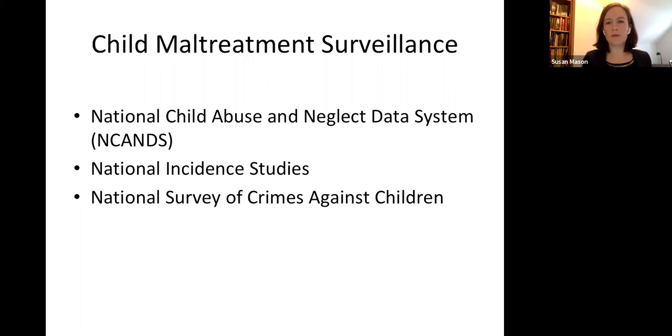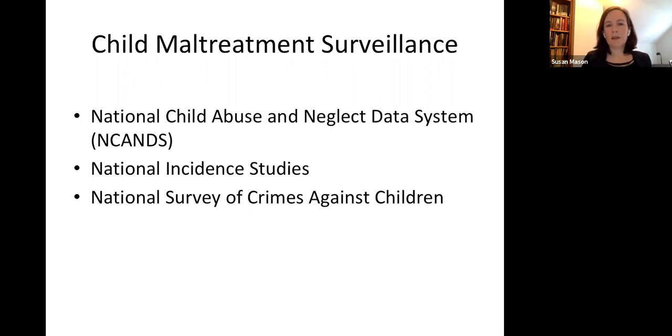So what do we have for child maltreatment surveillance? Well, there are three main data sources that are used for child maltreatment surveillance, and I'm going to spend a little bit of time just talking through them. The first one, and really the main one, is the National Child Abuse and Neglect Data System, or NCANDS, and I'll probably refer to it as NCANDS because it's a mouthful.